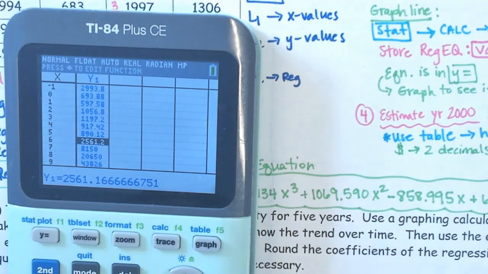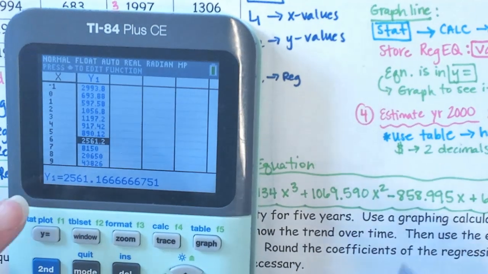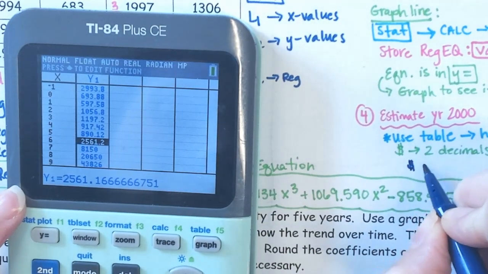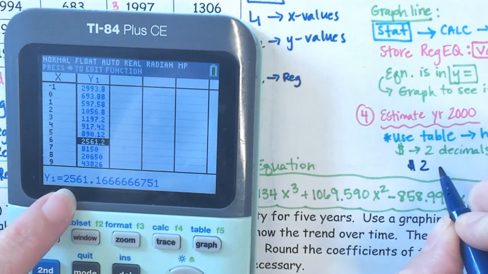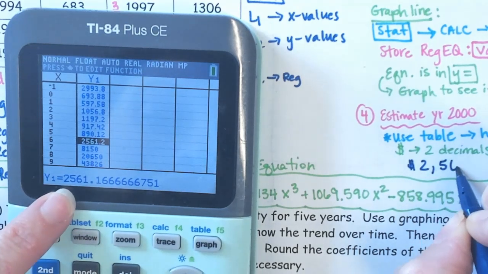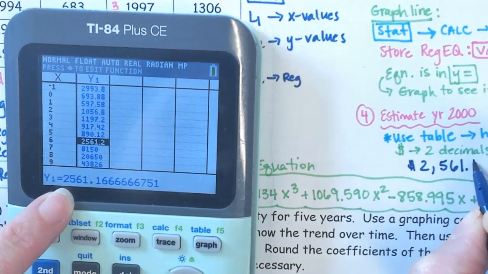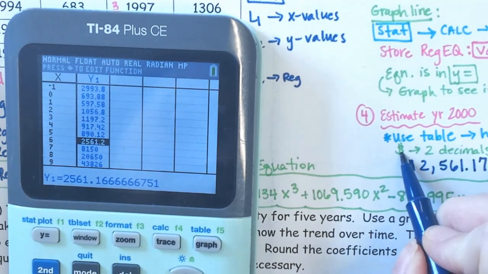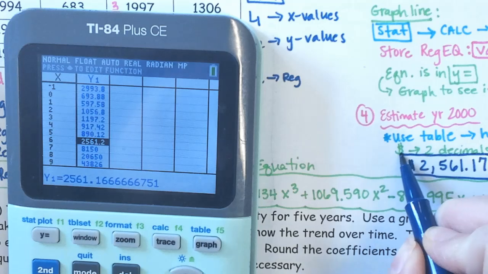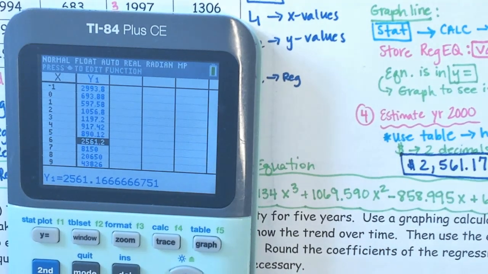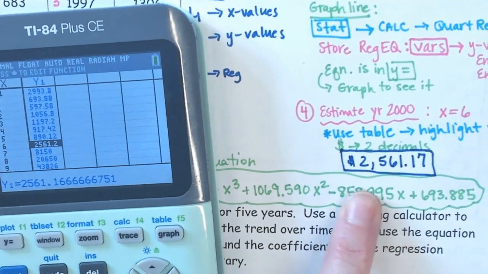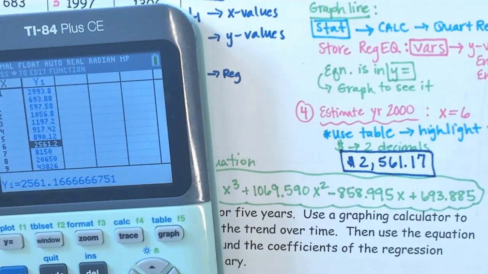Okay, if it wasn't money, then again, you could just round to whatever they tell you to. So because it is money, your answer is $2,561.17. This is the most accurate answer that you could have. You could also plug in 6 into this long equation, okay, but that is going to take a little bit longer, and it's not going to be as accurate.